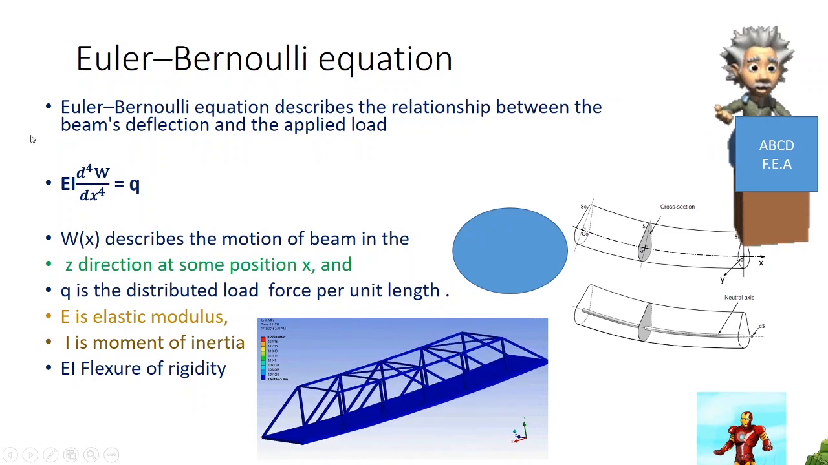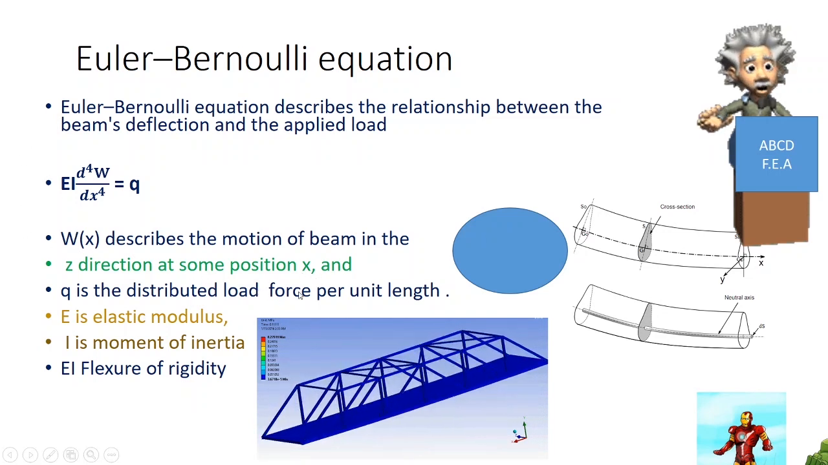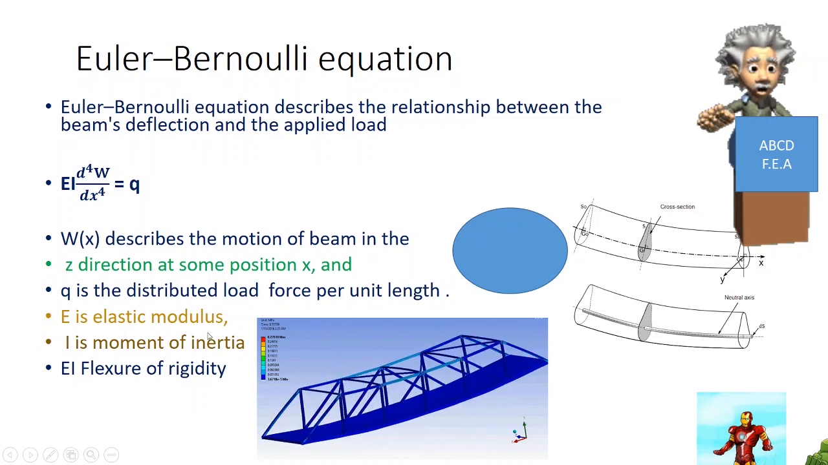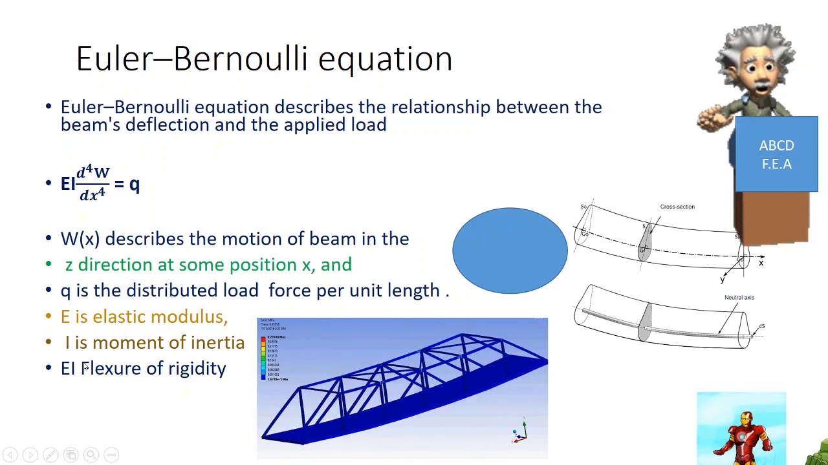Q is the distributed load, or force per unit length. We are assuming here the load is uniformly distributed throughout the length. E is the Young's modulus of elasticity. I is the moment of inertia, and EI is collectively known as flexural rigidity.